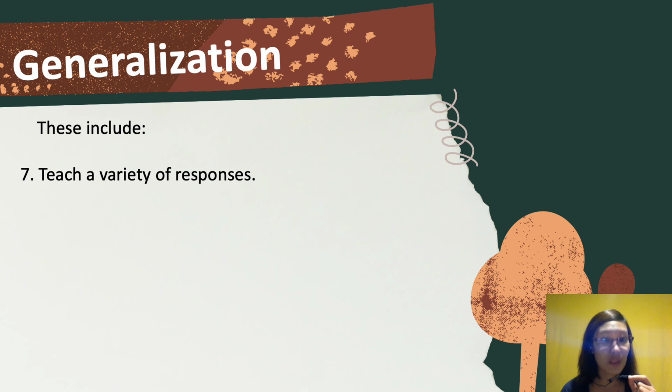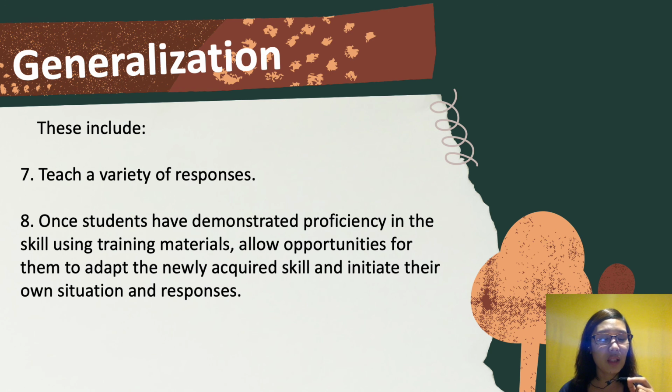Teach a variety of responses. Of course, that is important. Once students have demonstrated proficiency in the skill using training materials, allow opportunities for them to adapt the newly acquired skill and initiate their own situations and responses. So this is for the child to really practice and master the newly acquired skill when it comes to controlling his or her behavior.